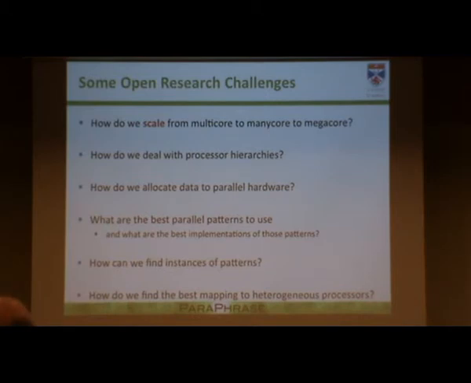How can we find instance patterns within code that we don't know is patterned? How do we find the best mapping of these patterns down to heterogeneous processors so we don't, for example, accidentally use the CPU where using the GPU would have been much more efficient? These are big research questions that are open at the moment. You can see some talks later on in the Erlang workshop that are going to deal with some of these issues. So I'm very excited to see those.